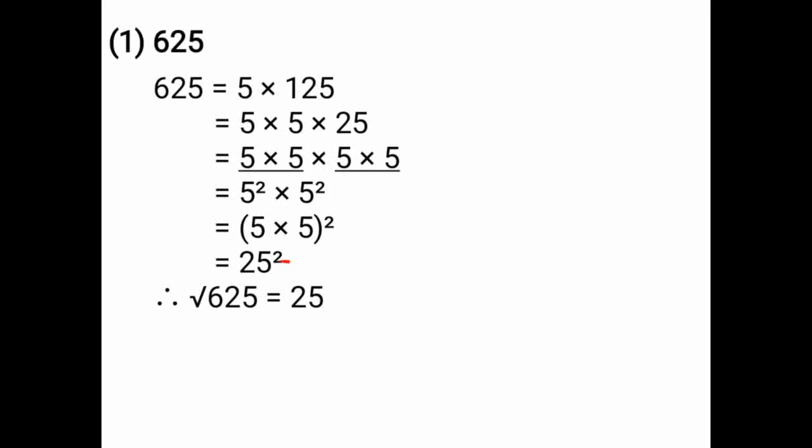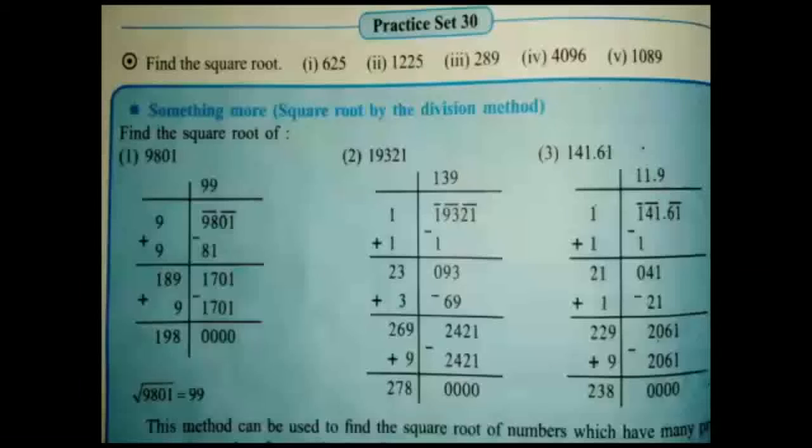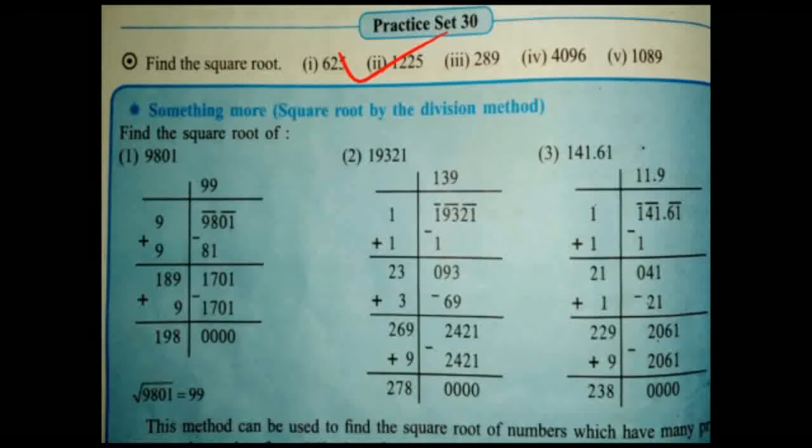I removed this square here and here I wrote the square root. This is the square root symbol. Therefore, the square root of 625 is 25. Next, 1225. Divide the number 1225 by 5 because it is in the 5 table.